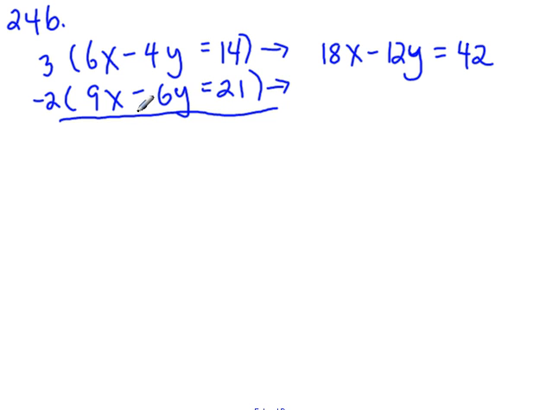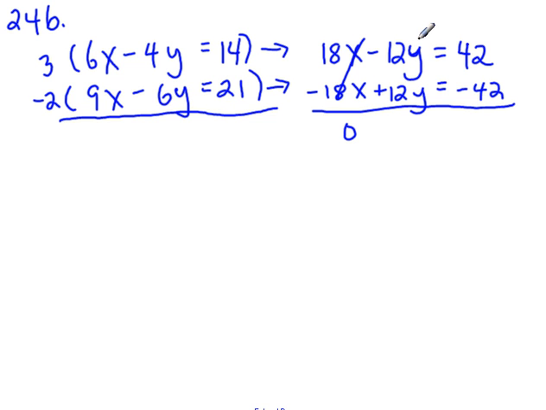And I'm going to do the same thing down here now, but with negative 2. Negative 2 times 9 is negative 18x. Negative 2 times negative 6 is positive 12y. And negative 2 times 21 is negative 42. So now that I have a positive and a negative 18 here, I can add my two equations and cancel out that. That gives me 0. Those also cancel out, and those also cancel out. So I end up with 0 equals 0.